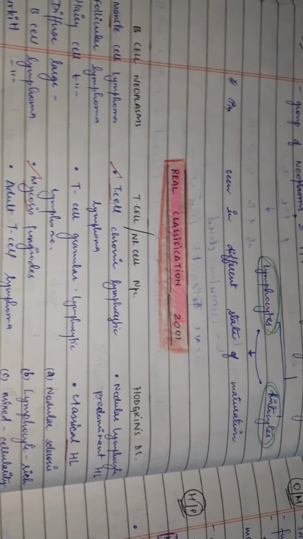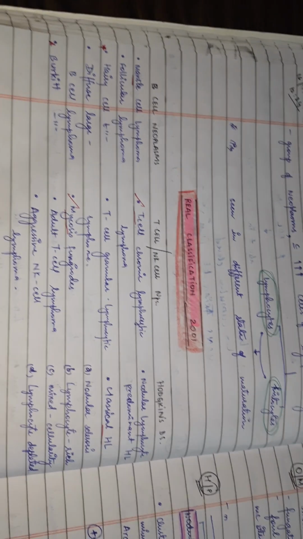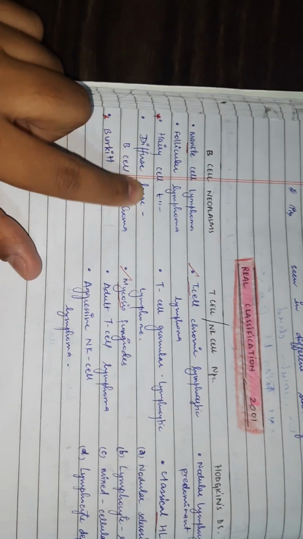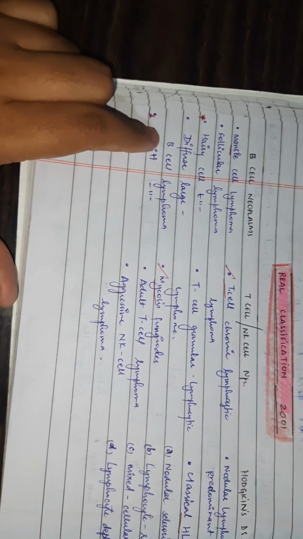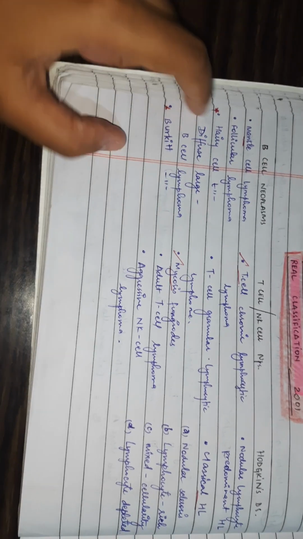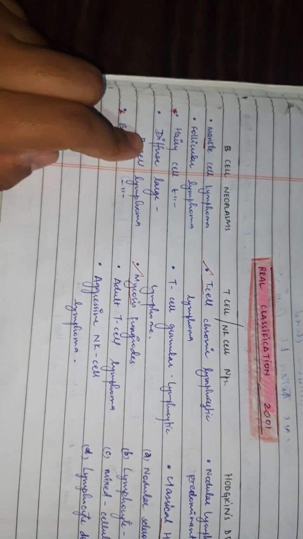Then there is the 2001 WHO classification: B cell neoplasm, T cell neoplasm, NK cell neoplasm, or Hodgkin's disease. This is the chart and not much important, just read. B cell neoplasms: mantle cell lymphoma, follicular lymphoma, hairy cell tumor, diffuse large B cell lymphoma, and then Burkitt's lymphoma. B for Burkitt.